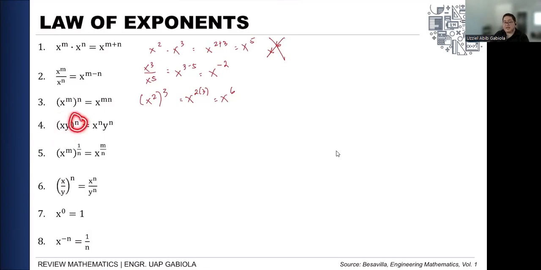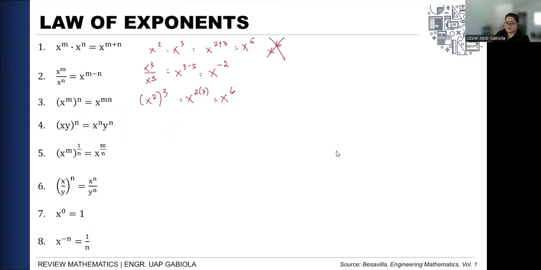Ngayon, kung siya ay polynomial or consisting of two terms, hindi po pwede yan. Ang ibig ko sabihin, halimbawa, nakakita ka ng (x plus y) raised to n. Hindi po pwedeng gawin to. Pwede lang siya isang monomial o single term lang siya applicable. Na dito, meron tayong variable x and variable y. Kaya ginawa natin is, distribute siya to x and y.